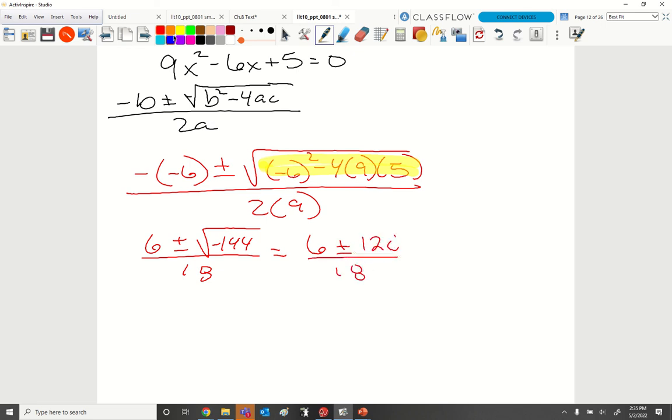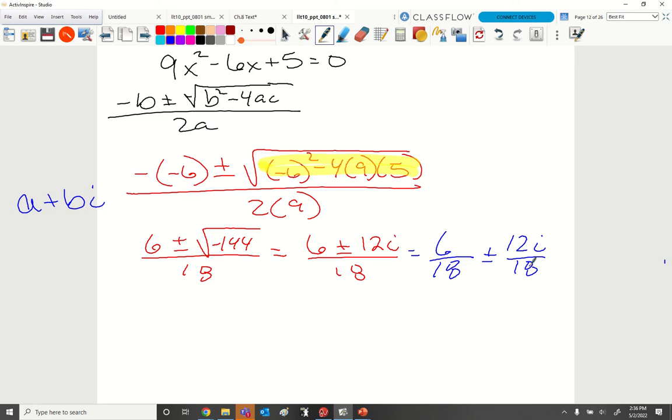And it has to be in the format of a plus bi. So you have your real plus your imaginary. If you notice, the 12i is an imaginary part, right? And the 6 is my real part, right? Yes? Okay, so now we're going to separate the fractions here. It's going to be 6 over 18 plus or minus 12i over 18. So now I have my real a's and my imaginary b's.